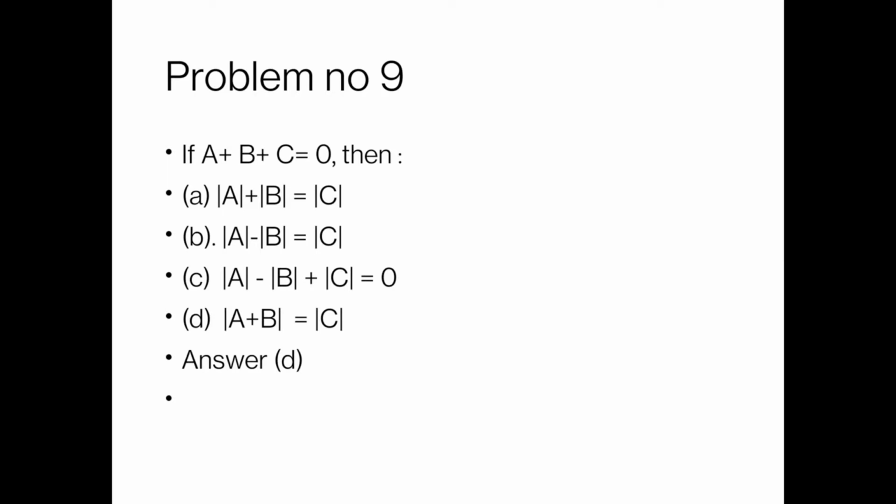Problem number 9. If A plus B plus C is equal to 0, then which is the correct option? Magnitude of A plus magnitude of B is equal to magnitude of C. Magnitude of A minus magnitude of B is equal to magnitude of C. Magnitude of A minus magnitude of B plus magnitude of C is equal to 0. Magnitude of A plus B is equal to magnitude of C. But our correct answer is D.